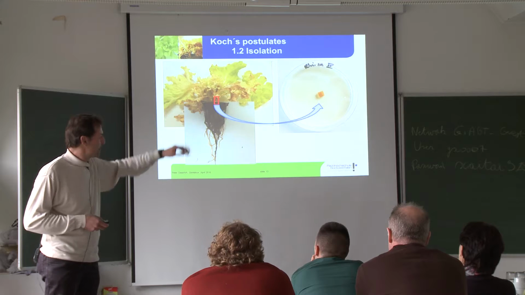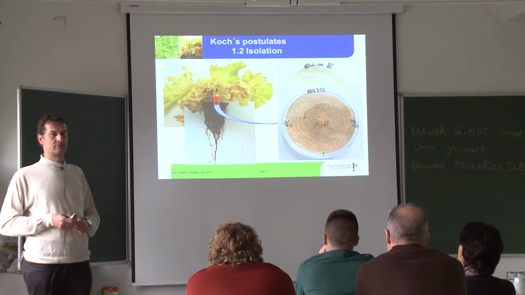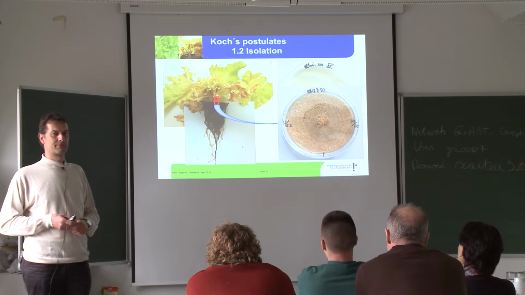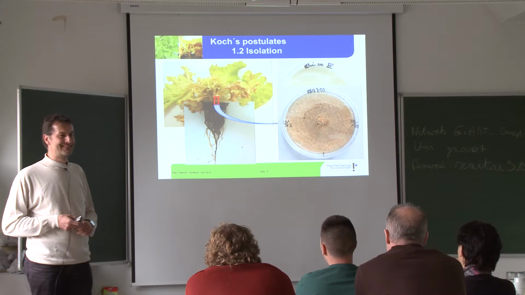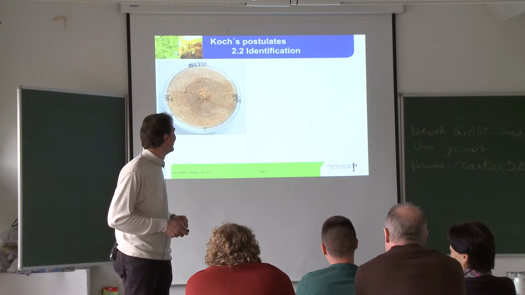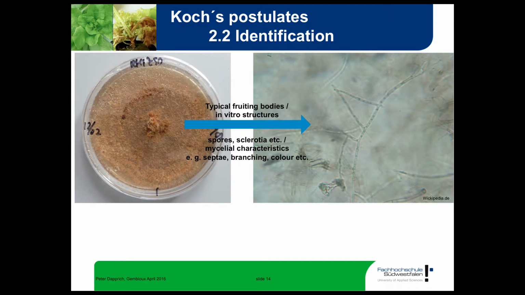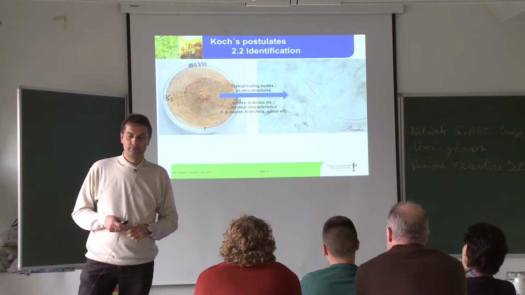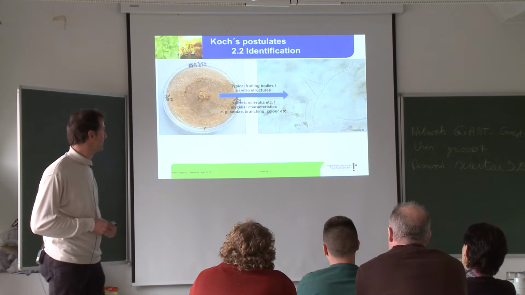Again, the same step. Displaying this kind of growth on our medium looks different. An idea? Different pathogen, definitely. What might it be? Rhizoctonia. Go and have coffee. The same procedure. Again, cultivating, looking under the microscope, looking for typical fruiting bodies, looking for typical structures, and you see, damn, you don't find any. Nothing.